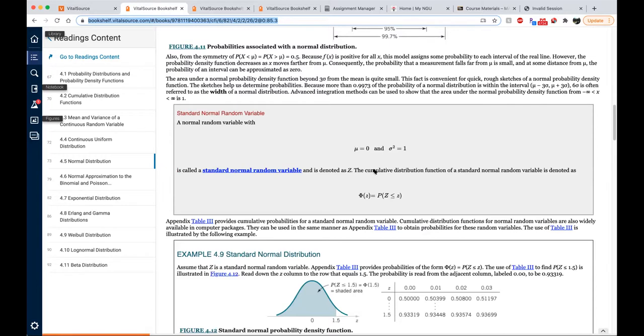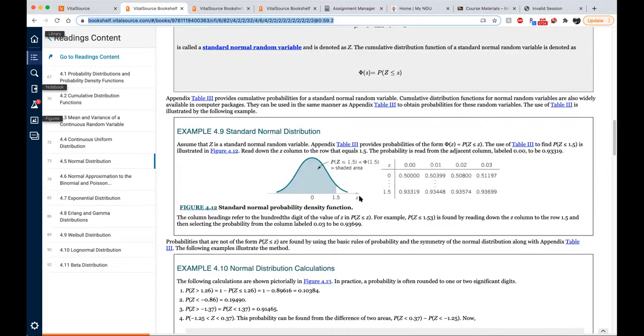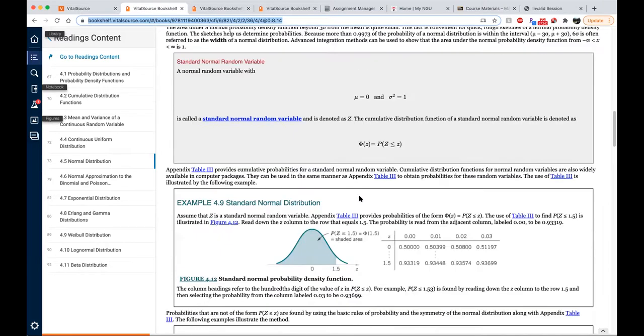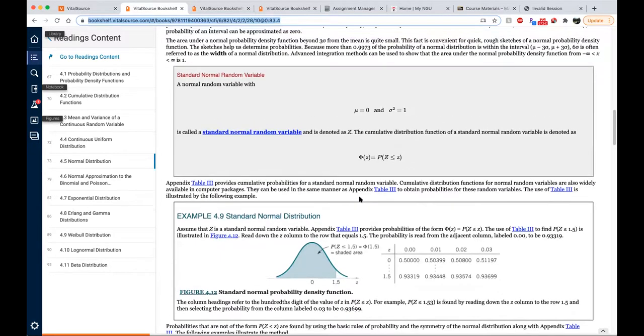I mentioned that, right? The standard normal distribution is a special case of the normal distribution where the mean is 0 and sigma squared is 1, or the standard deviation is 1. We use the Greek letter phi there. Then we can transform any normal distribution to the standard normal distribution using the formula of the z-score. So give me a second.